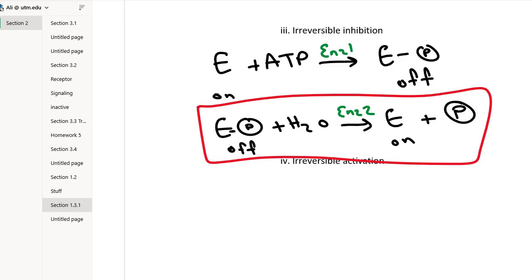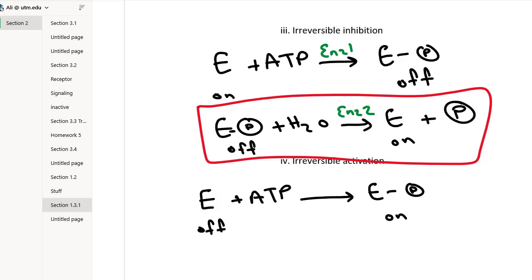Irreversible activation. Irreversible activation is simply this. Meaning that you have an enzyme in the off position and you need a covalent interaction to turn it on from the off position. Now, in this case, dephosphorylation turns it on, but you could also have the enzyme in the off position, and phosphorylating it will put it into the on position. And again, there'll be an enzyme catalyzing this reaction because this is a chemical reaction. You're making a covalent bond between the phosphate and the enzyme.